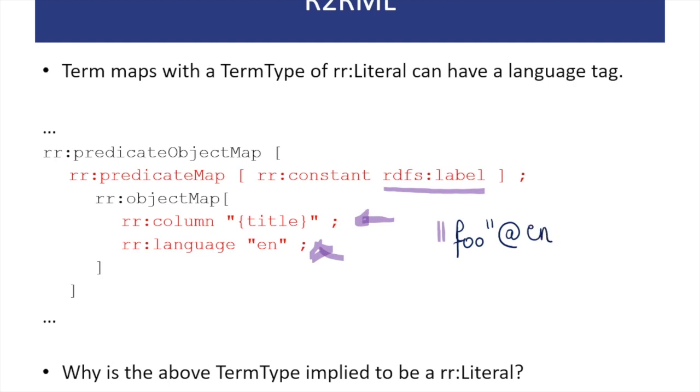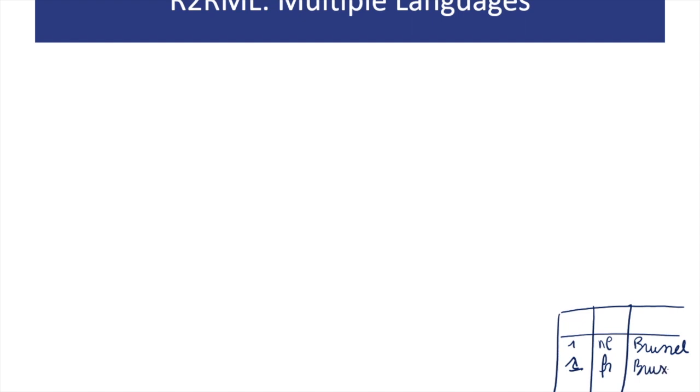Now, asking the question, why is the above term type implied to be a literal? Well, it is implied to be a literal because we avail of the RR column directive. If we use column, the R2RML engine will assume that we're fetching values. It is not uncommon to find in relational databases tables containing values with their translations. So you might have a particular ID, a language, for instance Dutch, and you would have Brussels, and then you would have another record for the same thing, and you would find that the translation in French would be Bruxelles, and so forth and so forth.